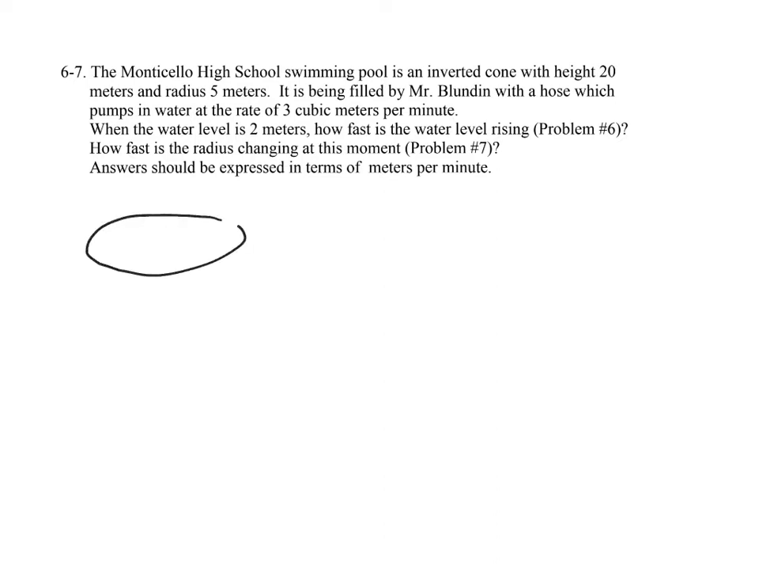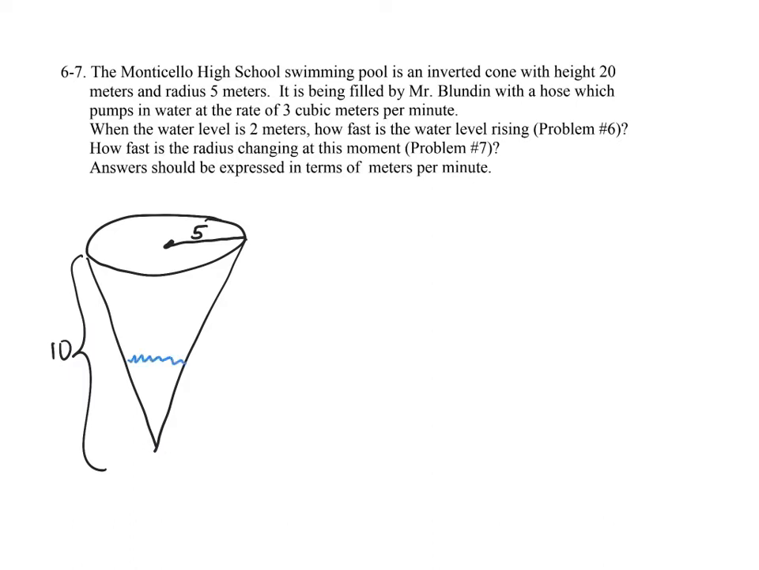So there's a cone, 20 meters this way. This is the container, remember? And there's a radius of 5 meters. So I'm going to label these values right on my picture because they are constant. The container itself is not changing. What is changing is the water inside. So Mr. Blunden, he's filling this bad boy up, and they're putting water in, right? So water is going in.